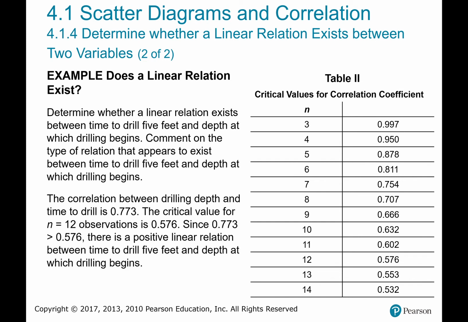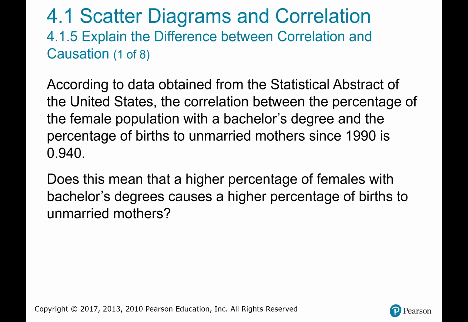Determine whether a linear relation exists between the two variables. So they would just go ahead and do the correlation between the jelly and depth. Critical value for n is 12, is 0.576. Since this is greater than this, a positive one exists. We're not going to use that table, so.